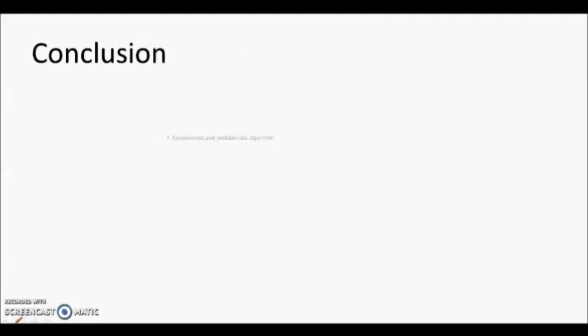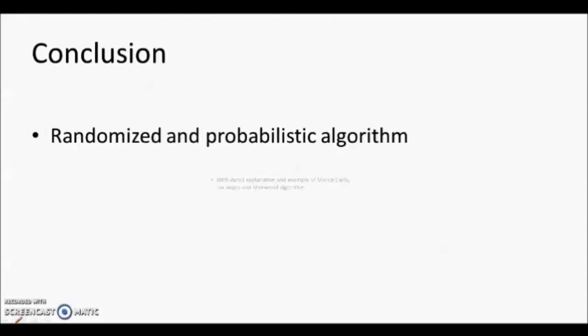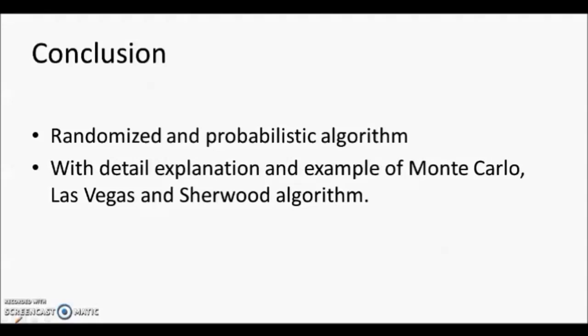So we are at the last part of the video, the conclusion. Here in this video we learned about randomized and probabilistic algorithms with detailed explanation and examples of Monte Carlo, Las Vegas and Sherwood algorithms. In the examples we understood how the time complexity is affected when we use randomized and probabilistic algorithms in place of the classic algorithms.